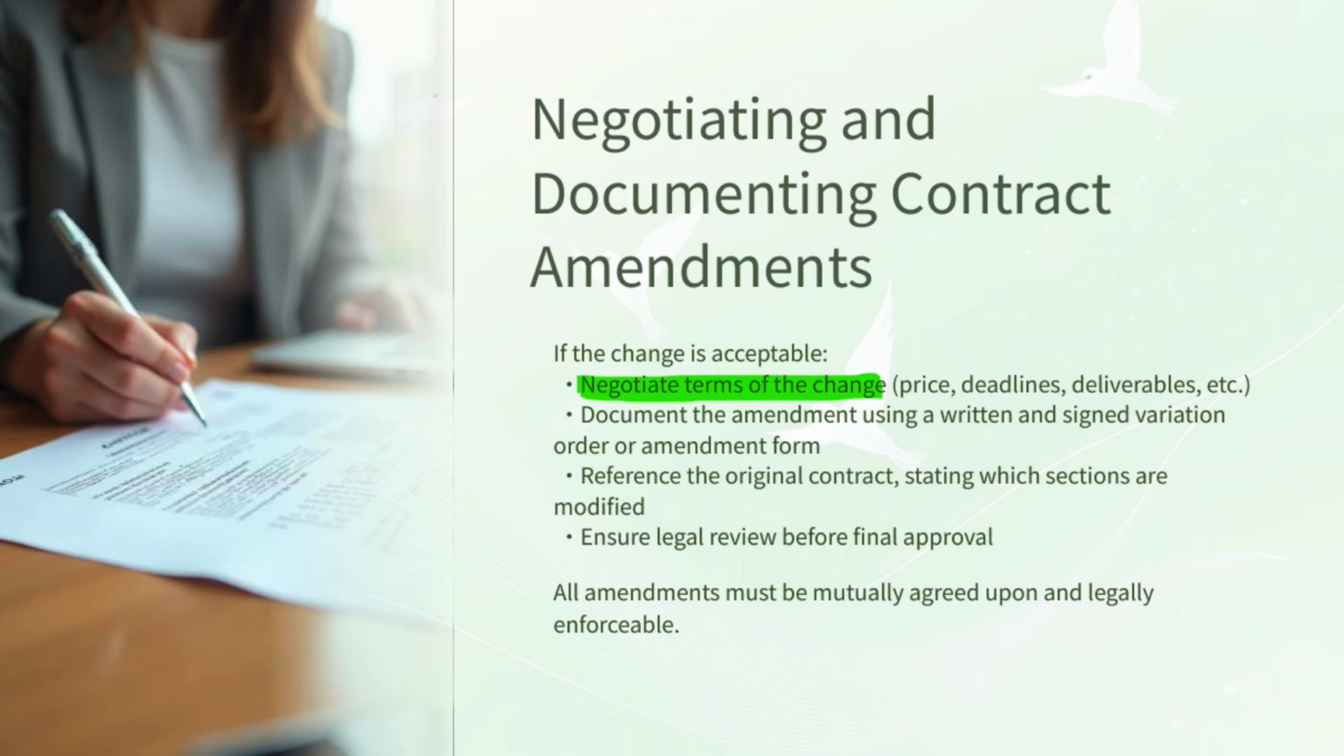The first step is to negotiate the terms of the change. During this stage, the client, contractor, and other involved parties discuss and agree on all details related to the modifications. This may include price adjustments, new deadlines, revised deliverables, or any other changes to the original agreement. The goal of negotiation is to reach a fair and balanced agreement where both parties feel satisfied and their interests are protected. Effective negotiation also helps to prevent misunderstandings and potential disputes later in the project.